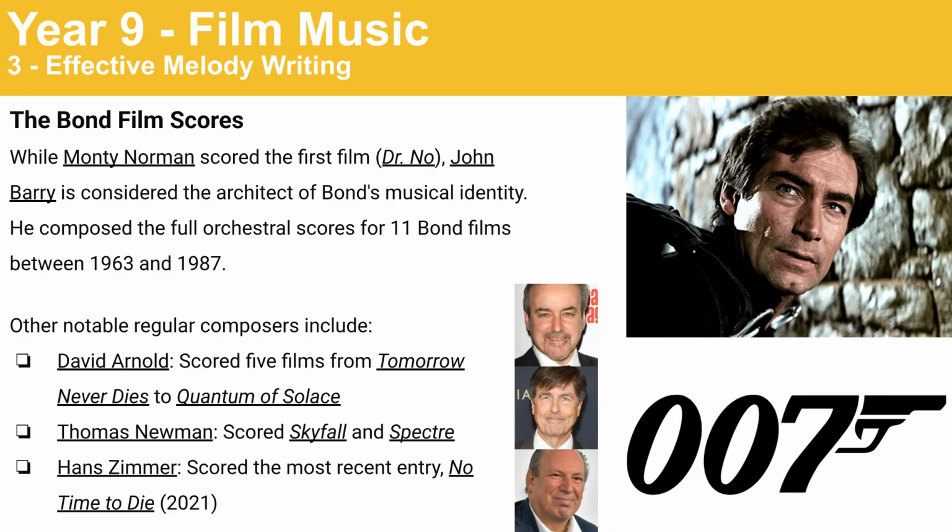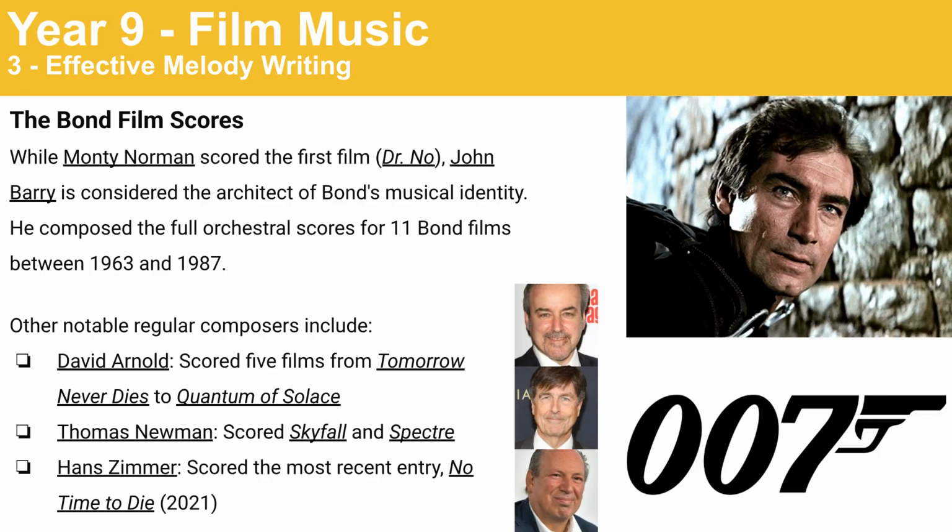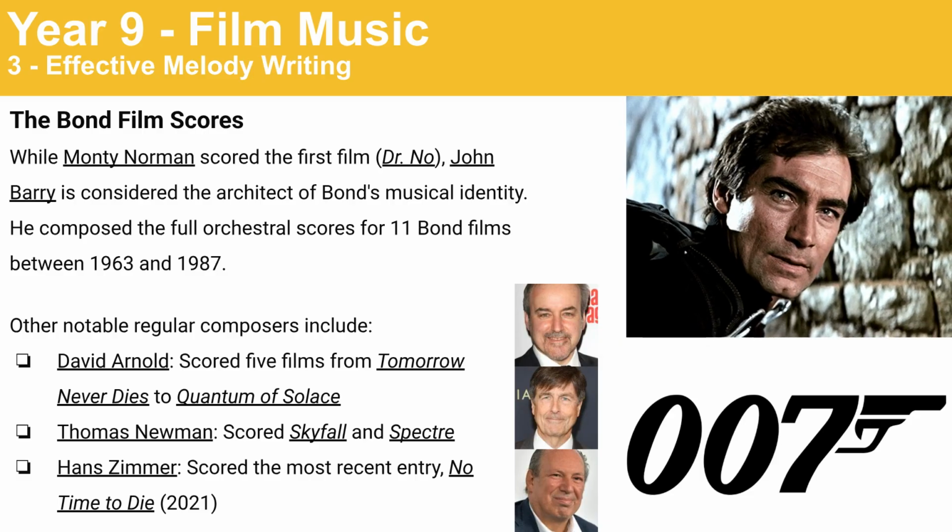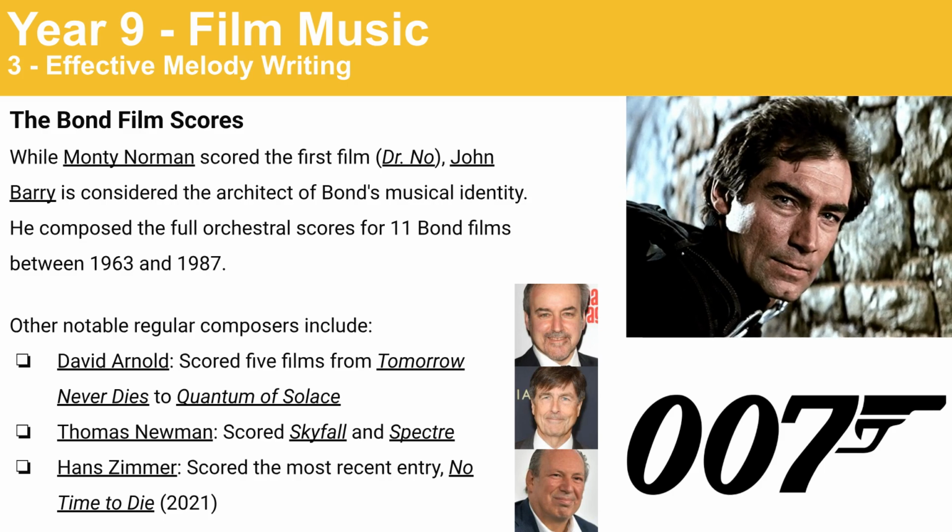While Monty Norman scored the first film, John Barry is considered the key architect of the Bond musical identity, composing the full orchestral scores for 11 films. Other notable regular composers include David Arnold, Thomas Newman, and most recently, Hans Zimmer for No Time to Die.